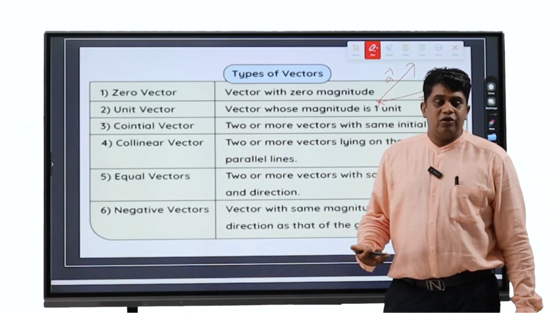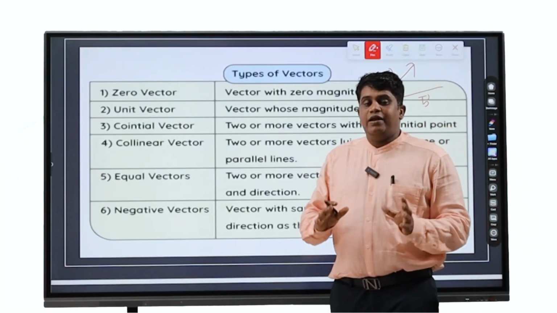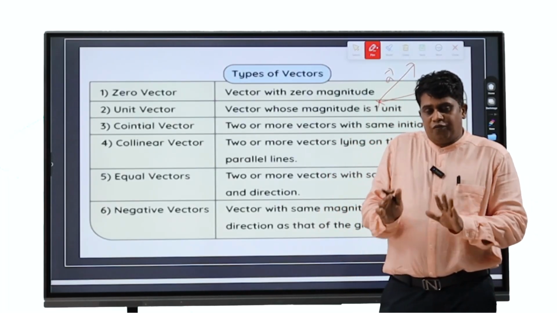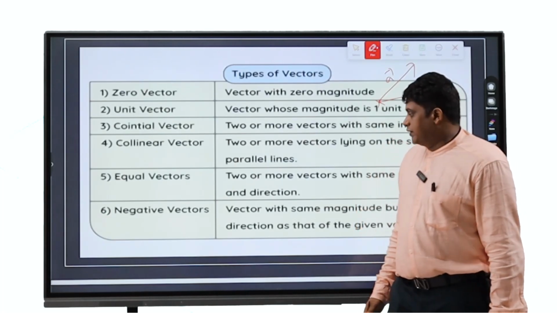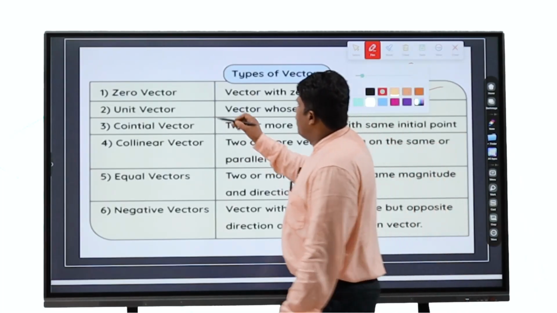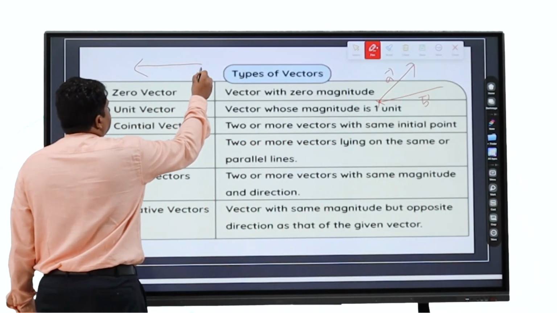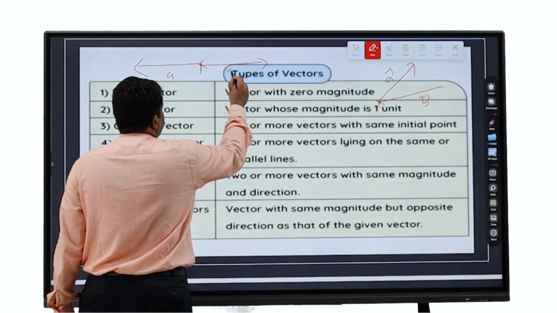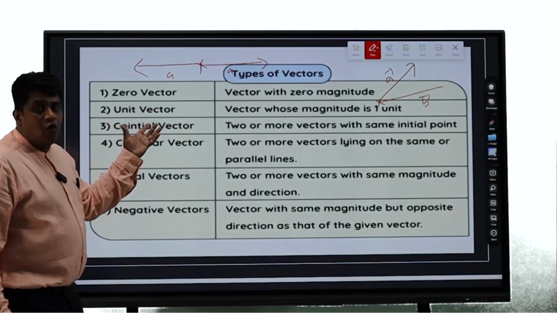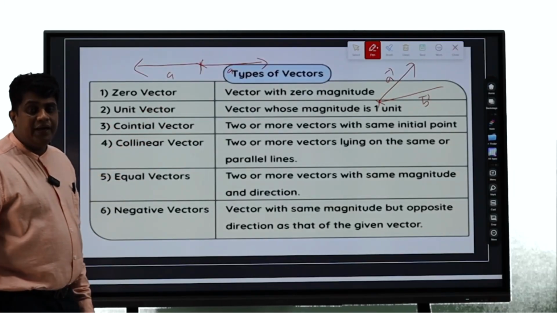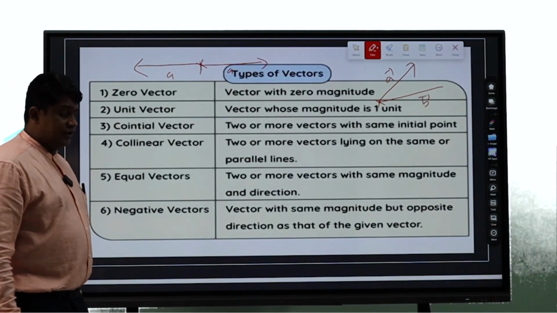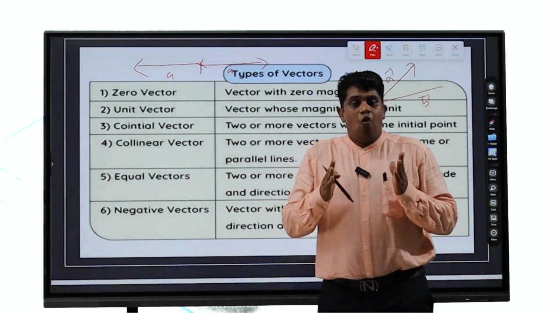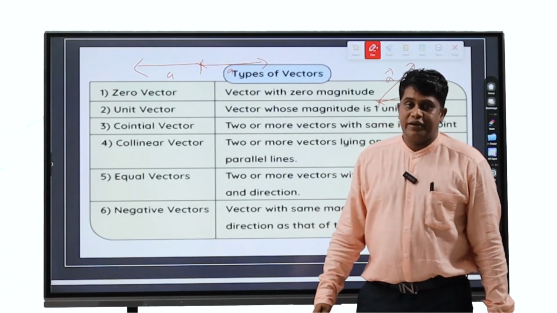Okay, then equal vectors. What are equal vectors? If two vectors are equal, their direction and magnitude are also equal. Both magnitude and direction are equal, then such two vectors are equal. Then what are negative vectors? Let this be a vector having magnitude A, and let another vector here have the same magnitude A but in the opposite direction. Then these vectors are said to be opposite vectors, that is, negative vectors. The vectors having the same magnitude but in opposite direction are said to be negative vectors.